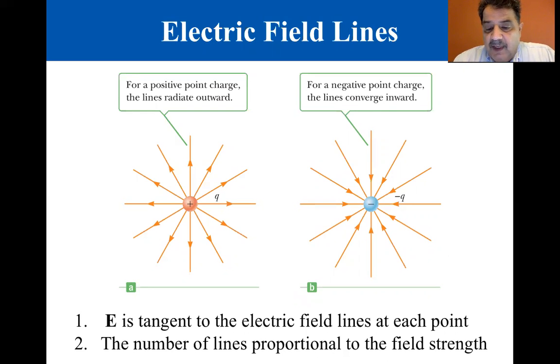Number one, the electric field vector E is tangent to the electric field lines at each point. Number two, the number of lines per unit area through a surface perpendicular to the lines is proportional to the strength of the electric field in a given region. Note that E is large when the field lines are close together and small when the lines are far apart.